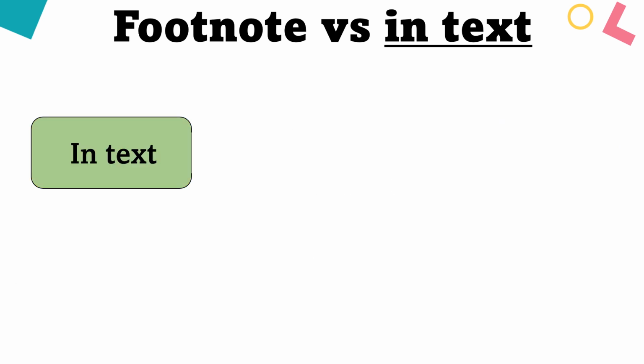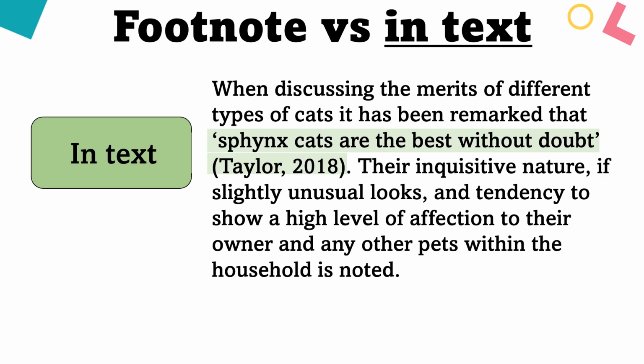The other type of reference we can use is an in-text reference. The name again is a clue here. We would expect to see this reference in our text. You will see here our reference again features after our quotation, but this time in the form of the author's surname and date in brackets.